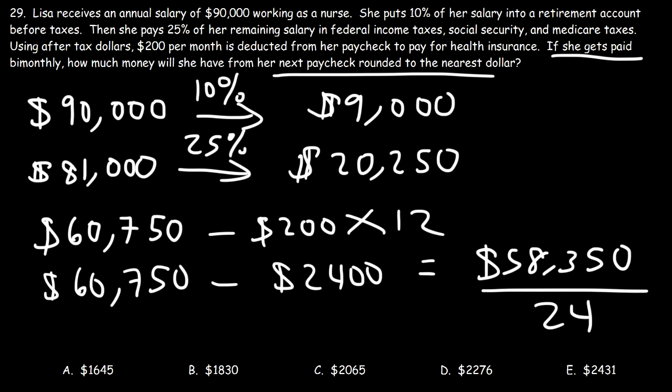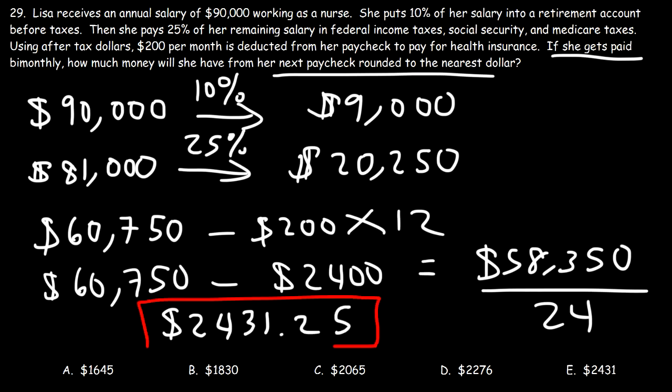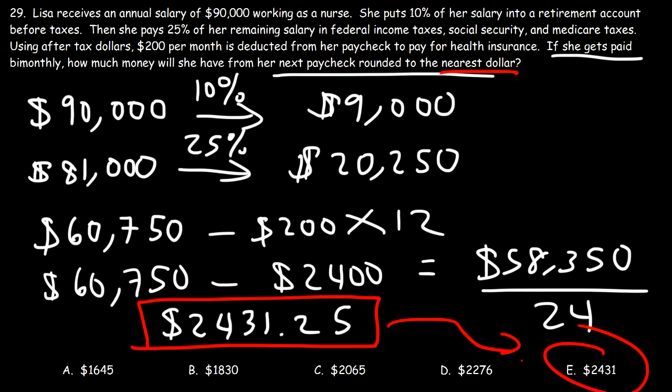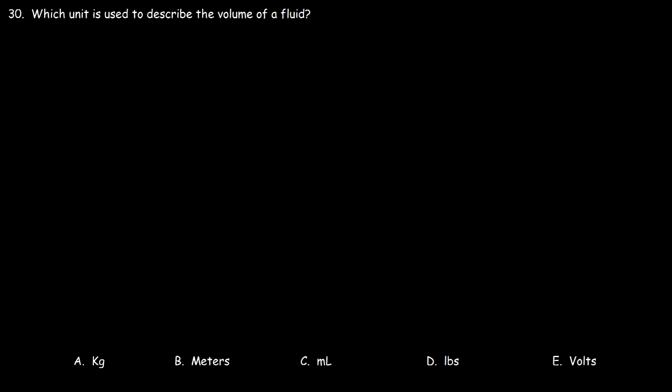So let's divide 58,350 by 24. And so that's going to give us $2,431.25. So this is the answer, but we wish to round it to the nearest dollar. So we're going to say E is the right answer, 2431. That's it. Number 30. Which unit is used to describe the volume of a fluid?